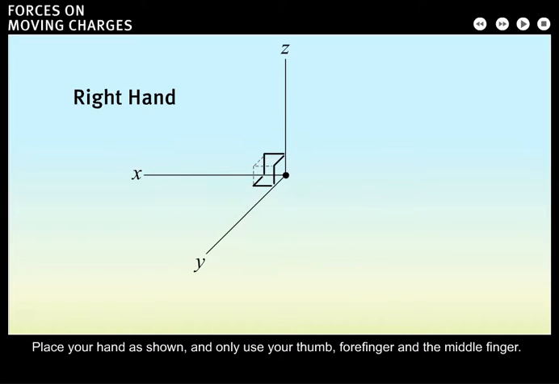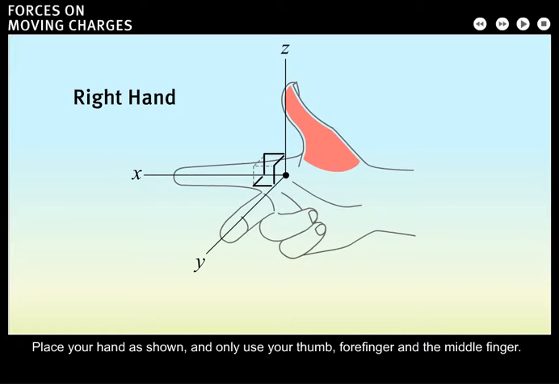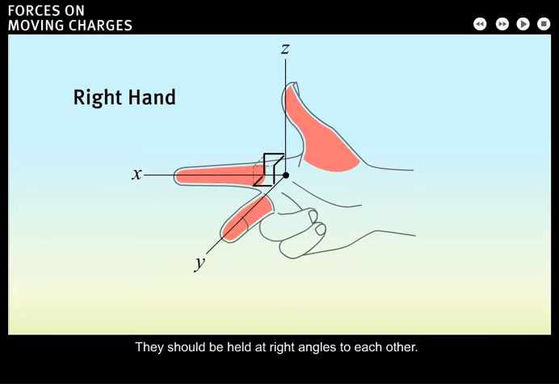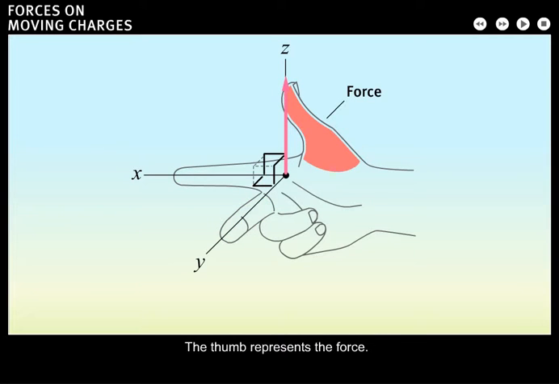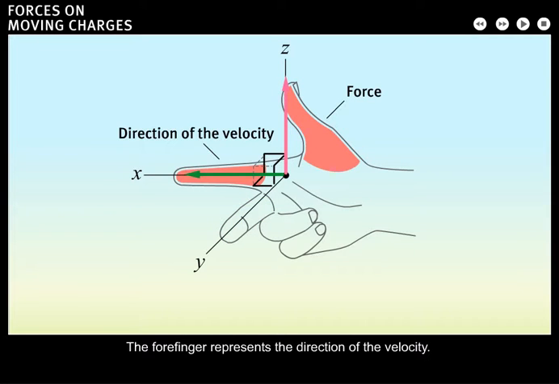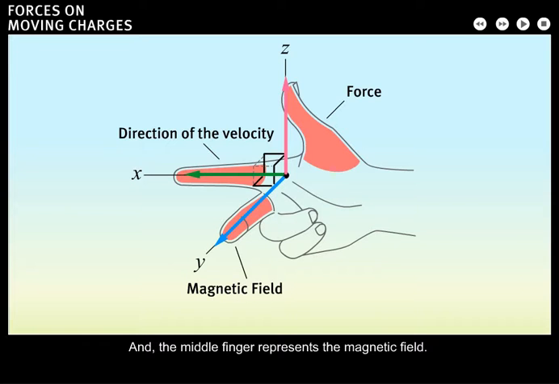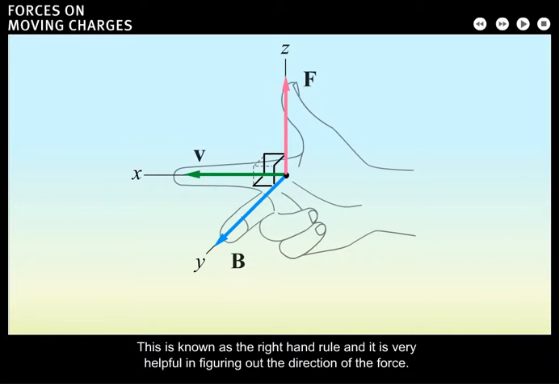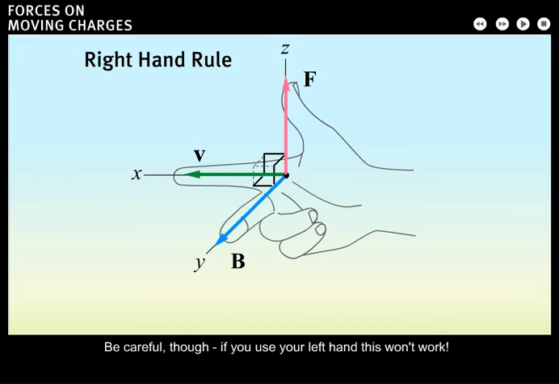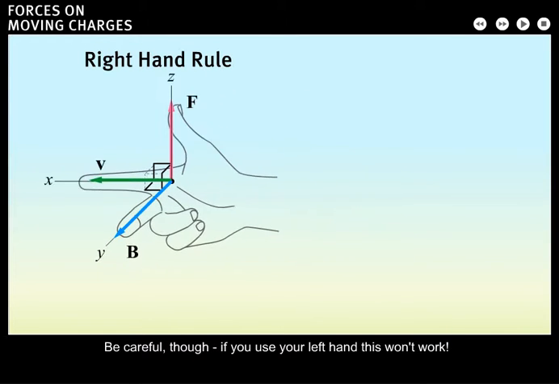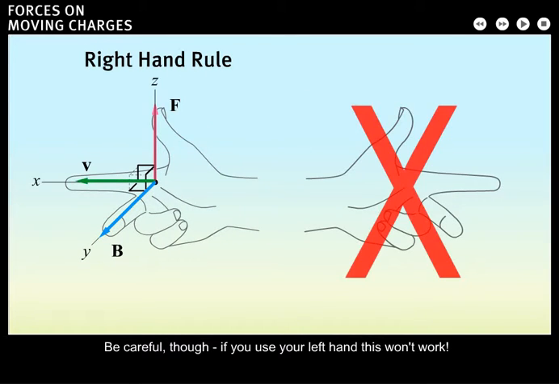Place your hand as shown, and only use your thumb, forefinger, and the middle finger. They should be held at right angles to each other. The thumb represents the force. The forefinger represents the direction of the velocity, and the middle finger represents the magnetic field. This is known as the right-hand rule, and it is very helpful in figuring out the direction of the force. Be careful, though. If you use your left hand, this won't work.